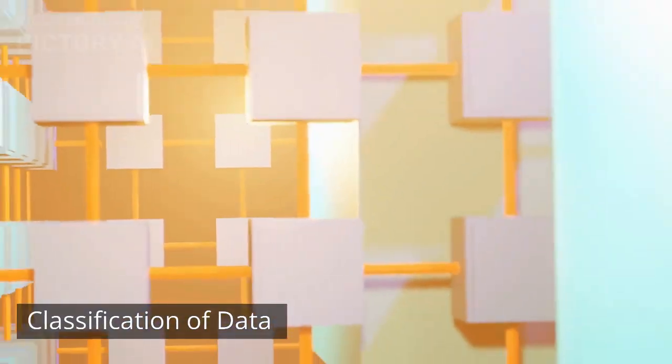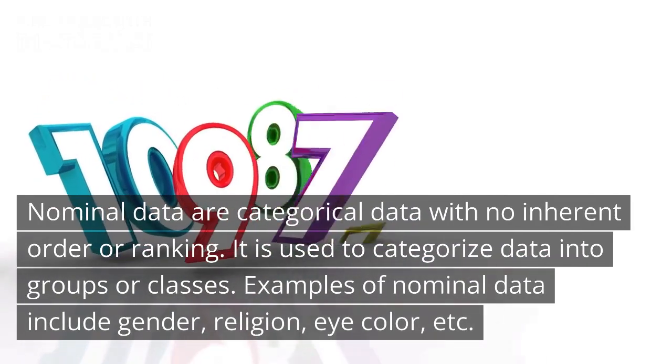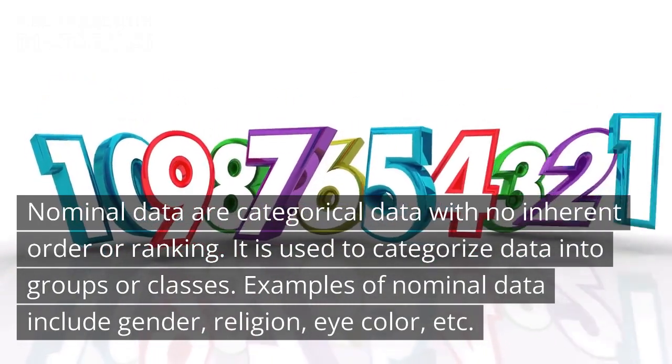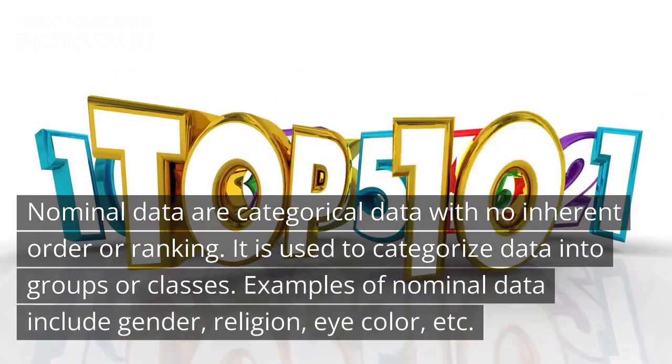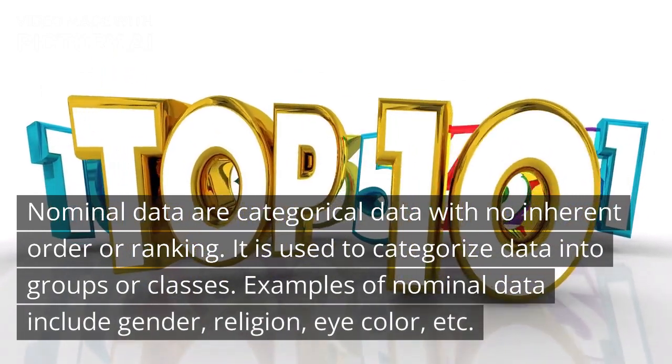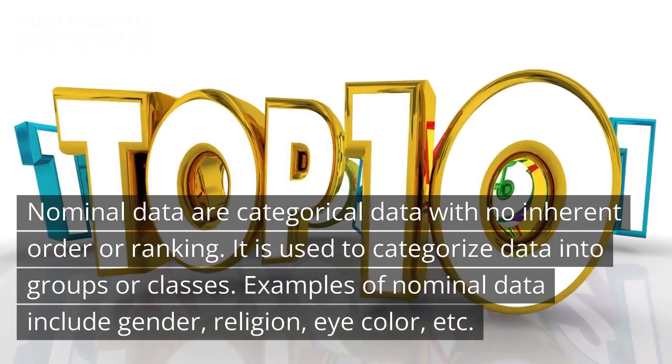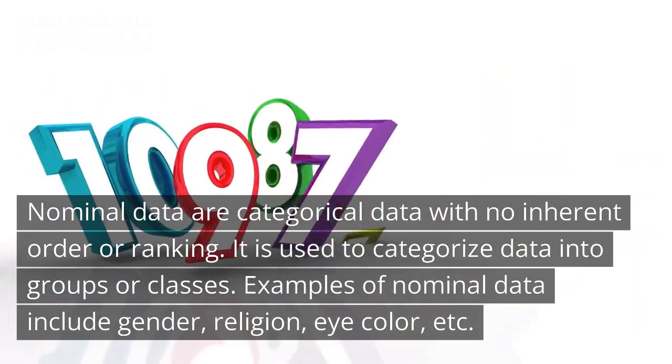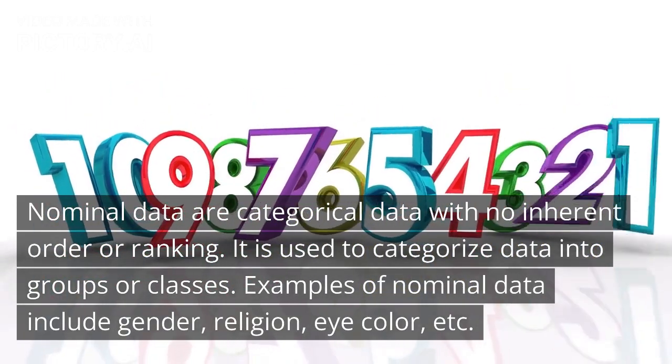Classification of data. Nominal data are categorical data with no inherent order or ranking. It is used to categorize data into groups or classes. Examples of nominal data include gender, religion, eye color, etc.